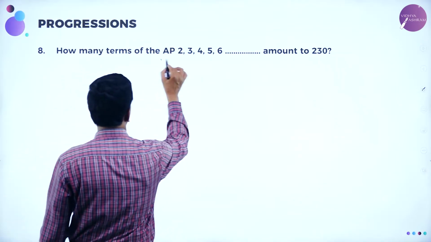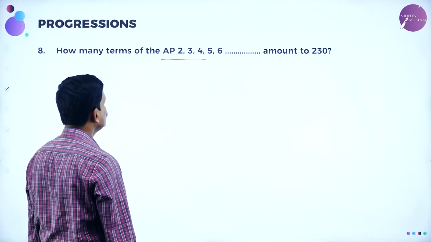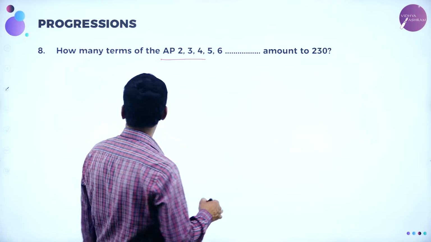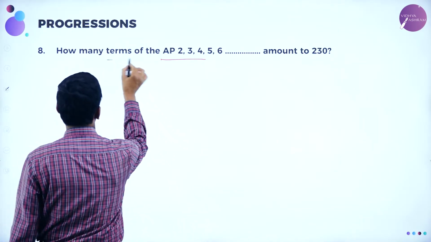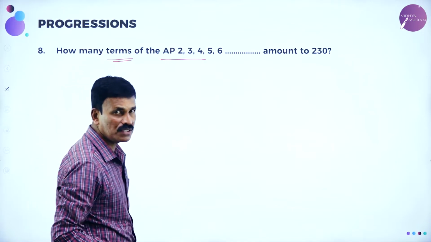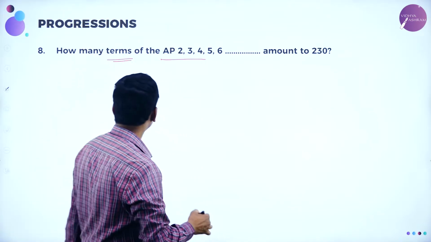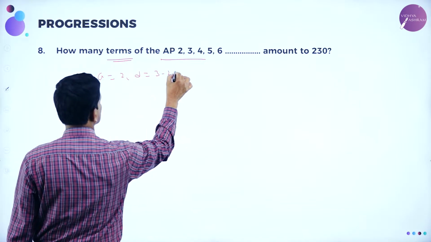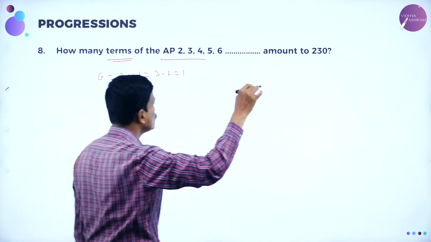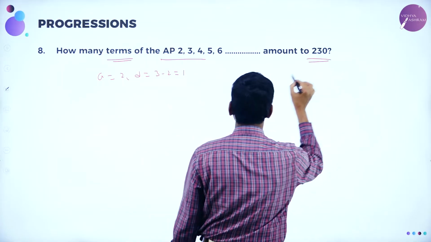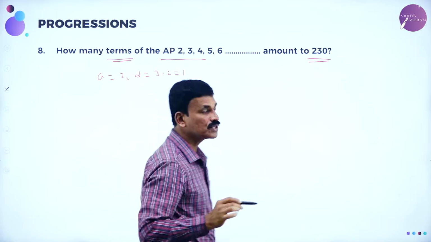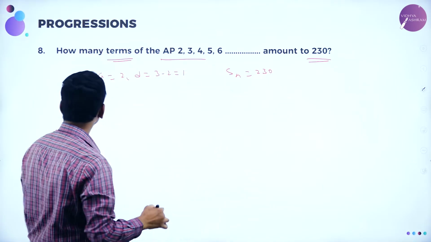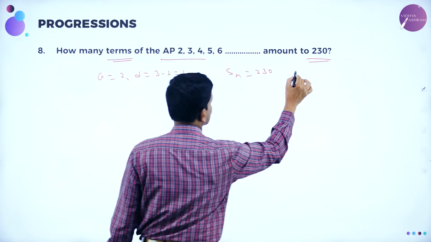So how many terms of the AP 2, 3, 4, 5, 6, etc. amount to 230? So here, how many terms? We have to find the n, the number of terms, for the given sequence. Now what is given here? A, the first term, is 2 and the common difference is 3 minus 2, which is equal to 1, and the sum Sn is given. Sn is equal to 230. Now, how many terms means, here n is the question mark.